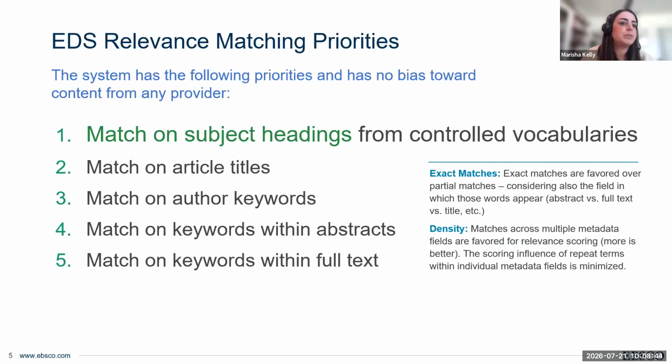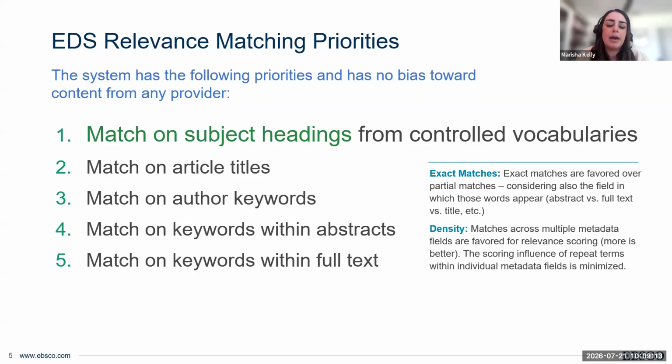So with EDS, with the library's OneSearch, when we consider how EBSCO's goal is to display the most relevant results on the first page to users based on their search terms, we consider our comprehensive relevance ranking strategy that uses several different criteria. First and foremost, EDS OneSearch is vendor neutral, which means that there's no bias towards surfacing content from any one provider.